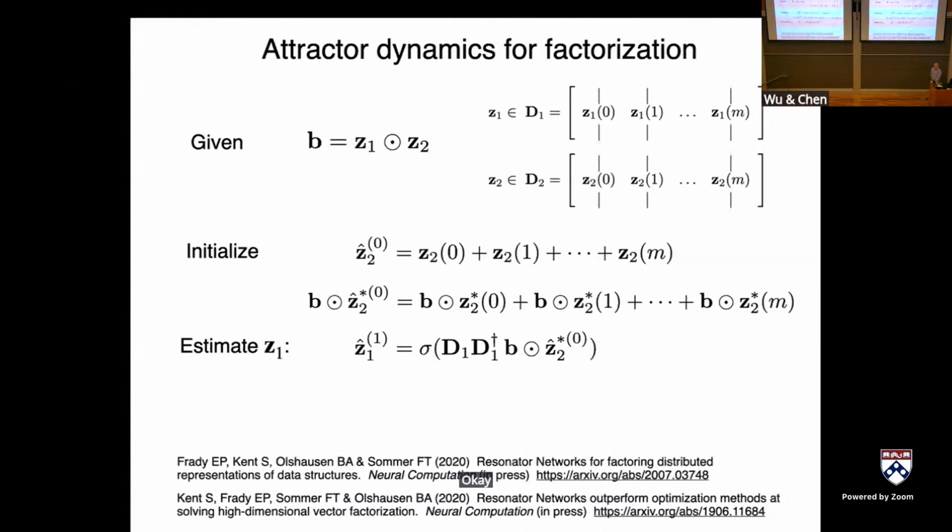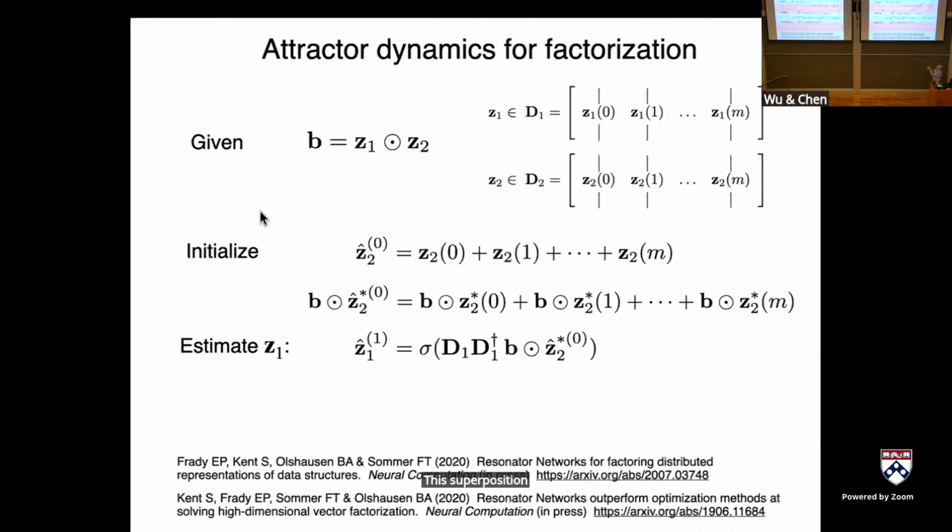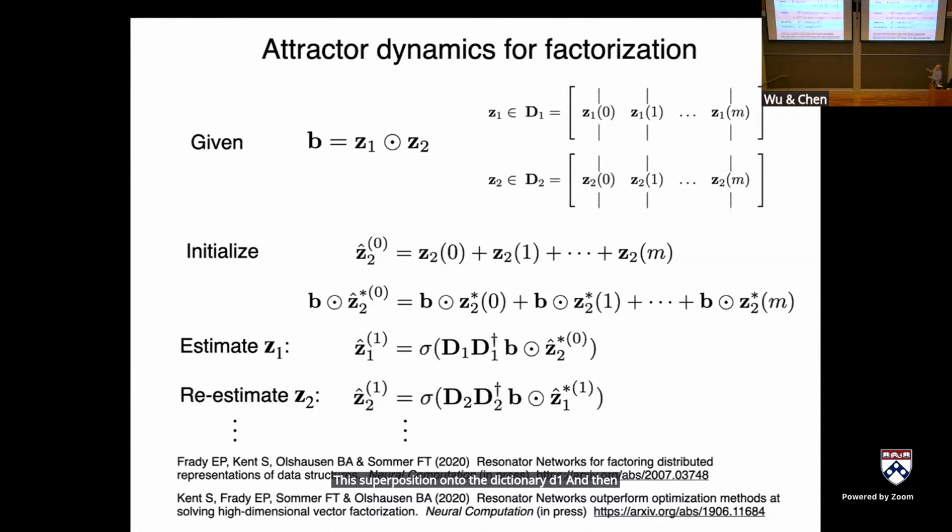Okay, so what we're doing here is a kind of search in superposition that is afforded by being in a high dimensional space, of exploring these different solutions. And that's how this resonator network works, the logic behind it. We get the estimate of z1 by projecting this superposition onto the dictionary D1. Then from that estimate for z1, we plug that in here and use that to re-estimate z2, and so forth, in an iterative network. Basically you can formulate this as a recurrent neural network, in a way, as a set of Hopfield networks using these complex phasors that are all talking to each other.